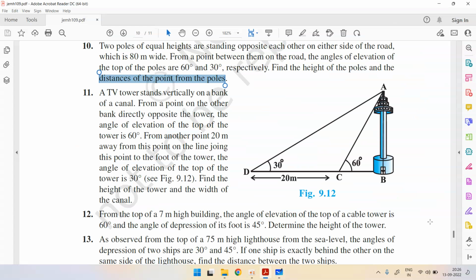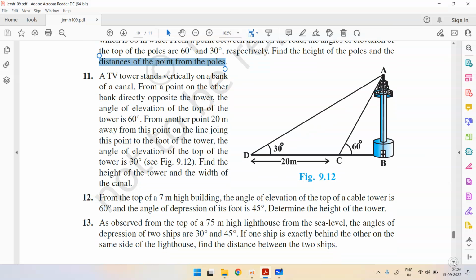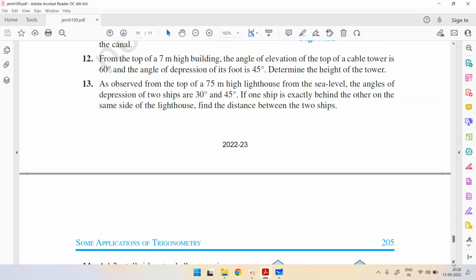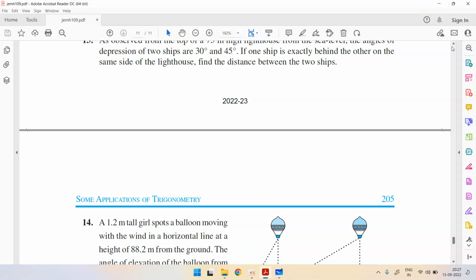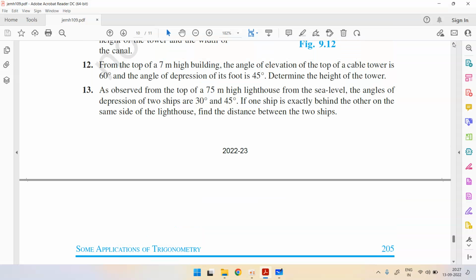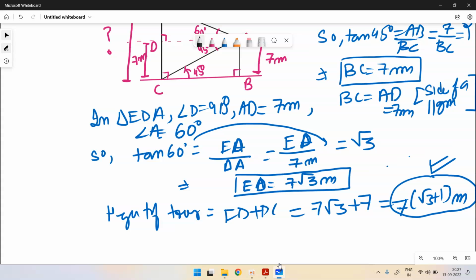Now next is question number 13. It says that as observed from the top of a 75-meter lighthouse from the sea level, the angle of depression of two ships are 30 and 45 degrees. If one ship is exactly behind the other on the same side of the lighthouse, find the distance between the two ships. This is also simple.